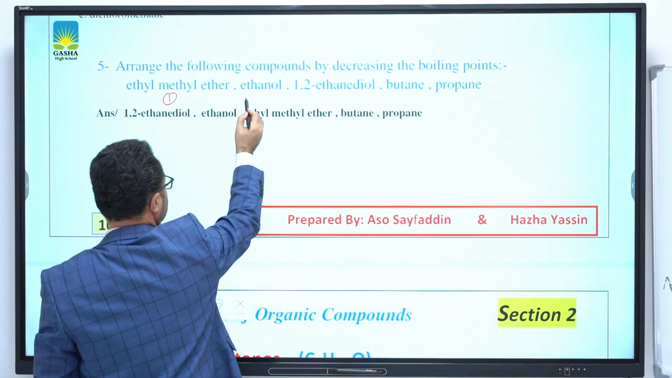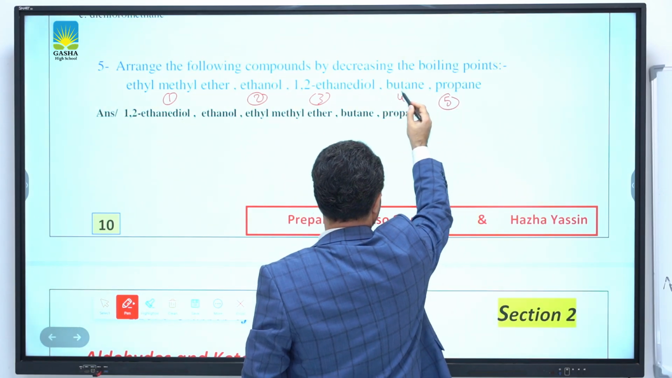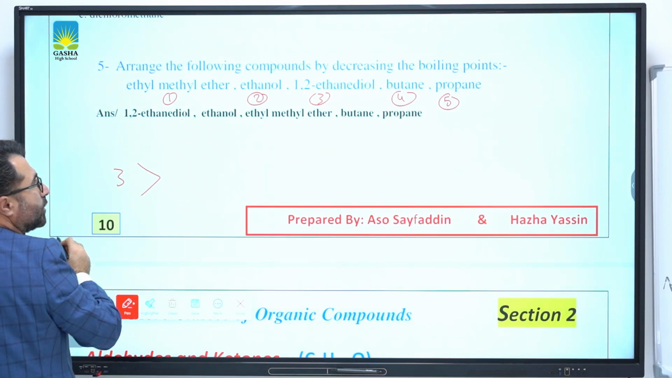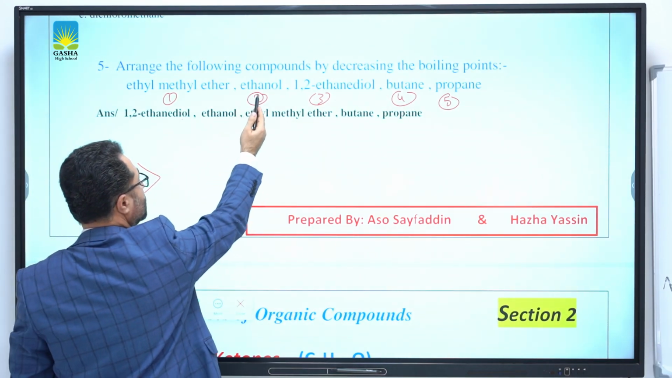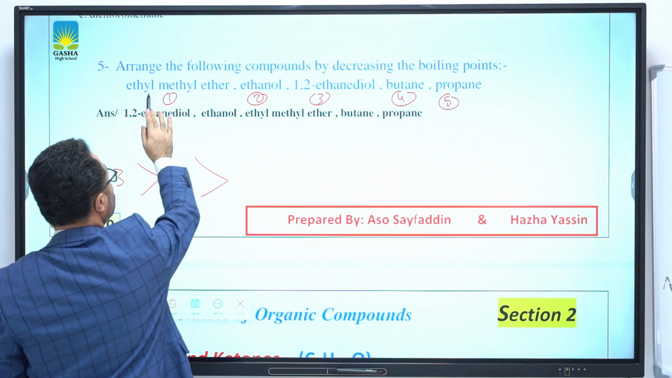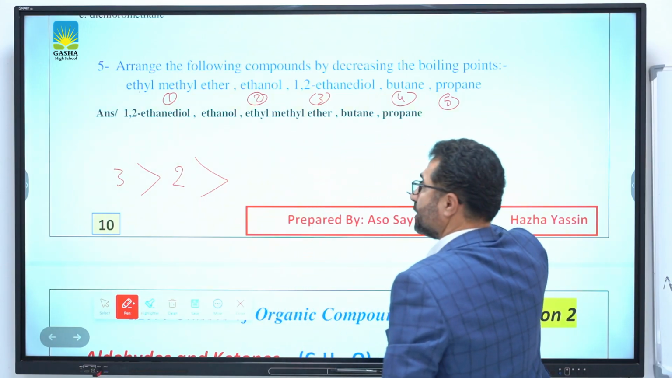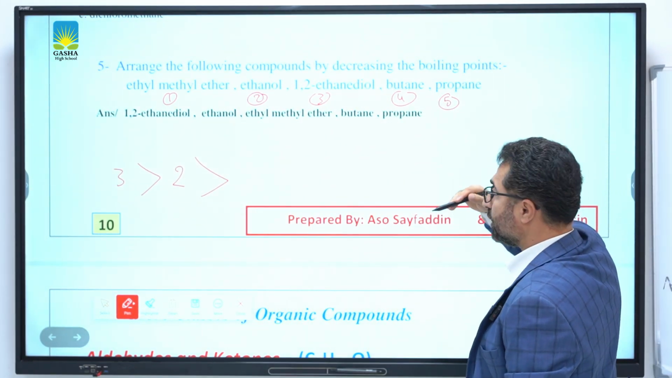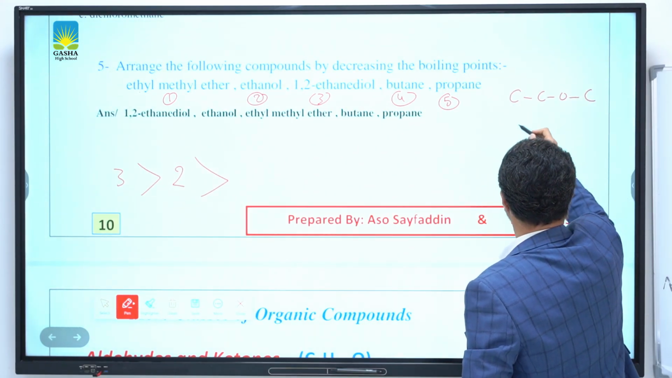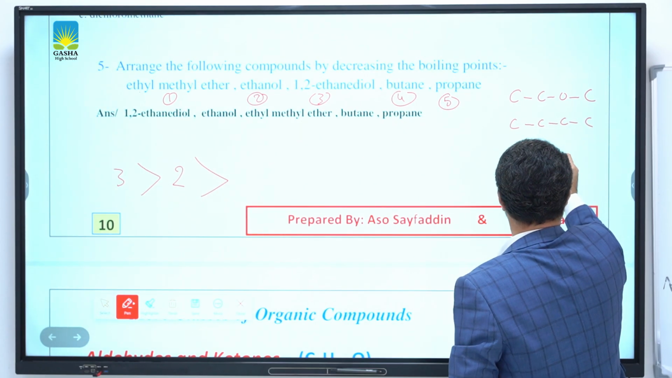The compounds are 1, 2, 3, 4, and 5. The first one is 3, so it has the highest boiling point because it has two OH groups. The second one is ethanol, number 2, and it's greater than who? Ethyl methyl ether, butane or propane. You have to look at the mass. Which one has a higher mass? It has the highest boiling point.